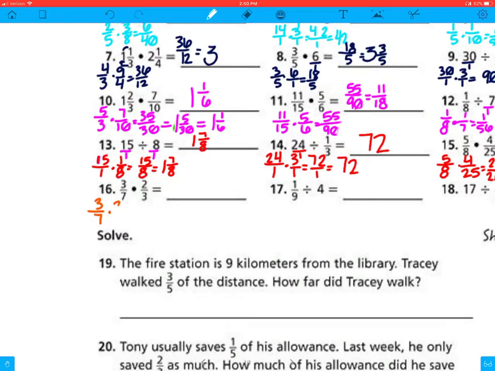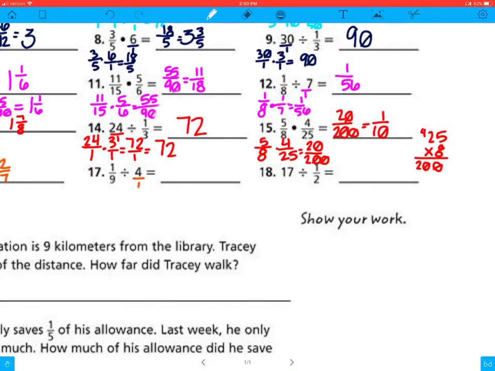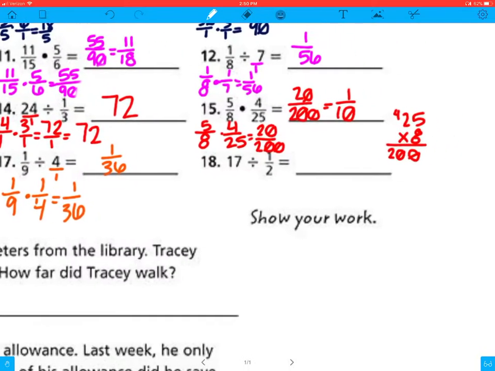3/7 multiplied by 2/3 is 6/21, which I can simplify down to 2/7. 1/9 divided by 4 is 1/9 multiplied by 1/4. Again, the reciprocal of 4. When I multiply it across, it's 1/36. Then that's my final answer.